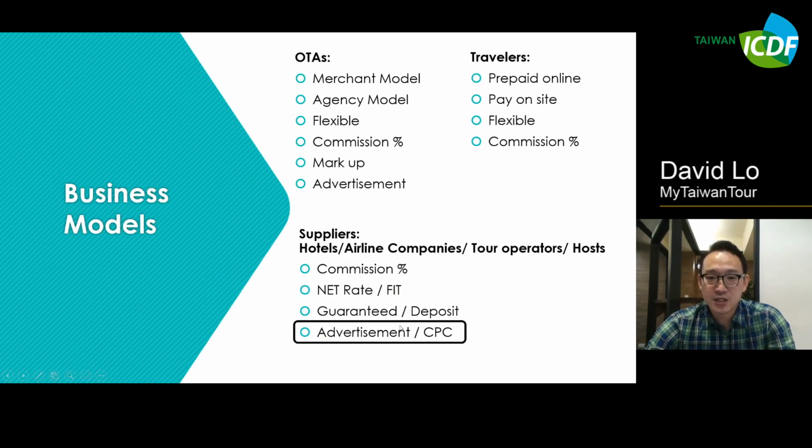Last but not least, advertisement and CPC, that means cost per click. I will have more examples when we go down to the online marketing tools, because with advertisement, not only do you pay the amount of money, but you can also do it with a higher commission, or you can buy the advertisements together with the OTA, and not just the OTA, but also the Metasearch.